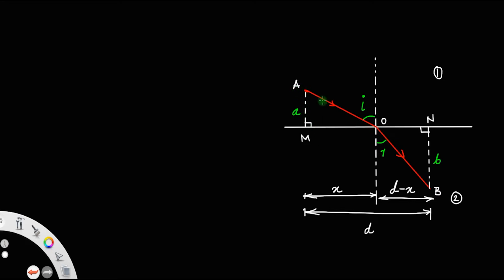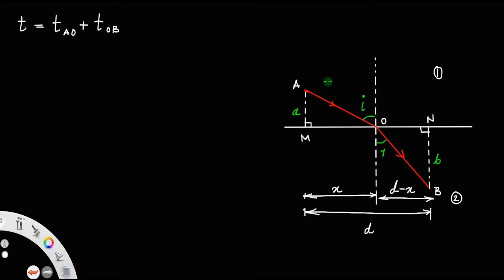Fermat's theorem states that light travels between the points A and B such that it will consume the least time. So AOB is a path in which the light travels in such a way that it consumes the least time. Let the total time T be equal to the time from A to O, T_AO, plus the time taken to reach from O to B, T_OB.